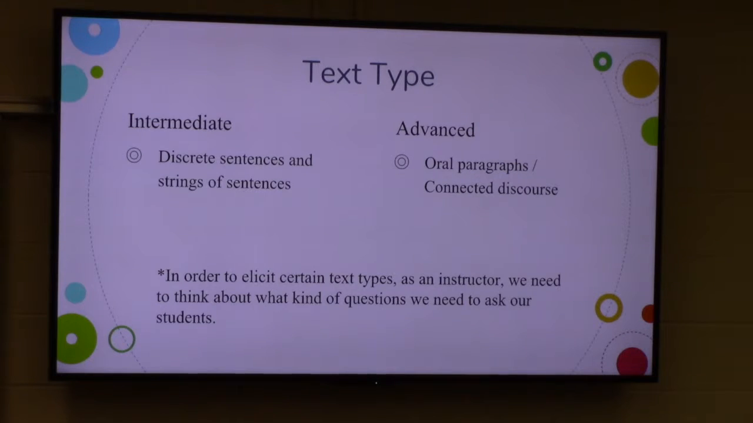So when we conduct practices in class, we need to design our questions, or we need to design our prompts, so that we can elicit our paragraphs, so that we can elicit sentences. Okay?